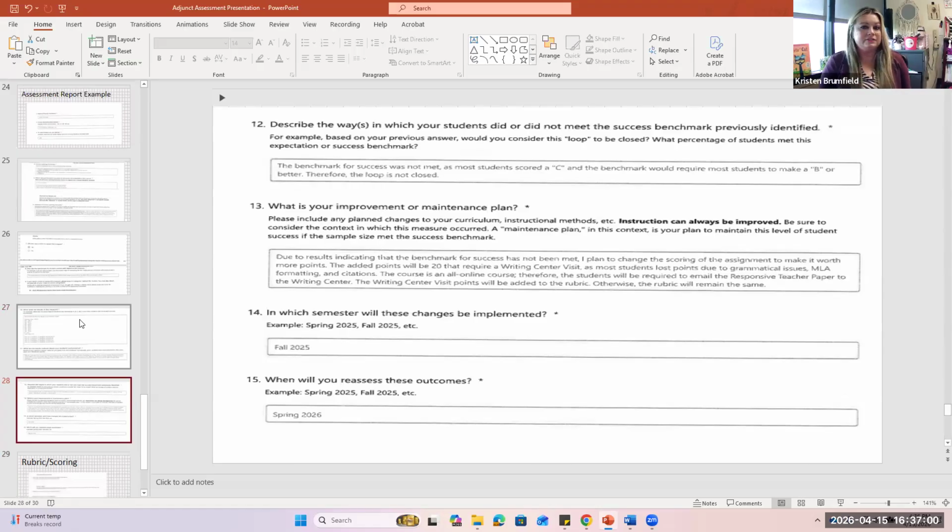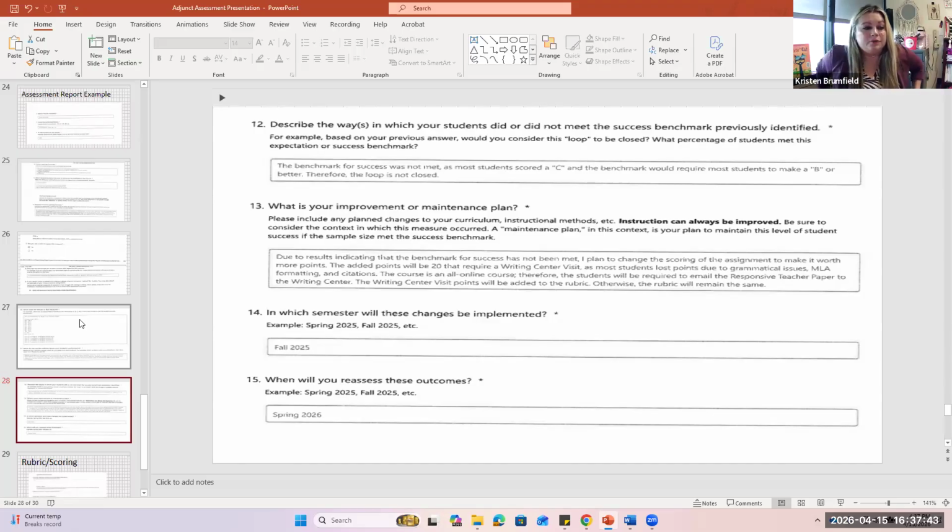how am I going to improve this, or how am I going to maintain what has happened? And so in this case, they did not meet their benchmark. And so if they did not meet their benchmark, then I want to be able to make a plan for improvement to see if I can get them to meet the benchmark the next time that I teach it. Let's say that I did meet the benchmark and all was well and I felt good about it, then I would do more of a maintenance. I will continue to do basically what I'm doing, and this is how I will do maintenance of that. So for this one particularly, they did not meet the benchmark, and so I made an improvement plan.